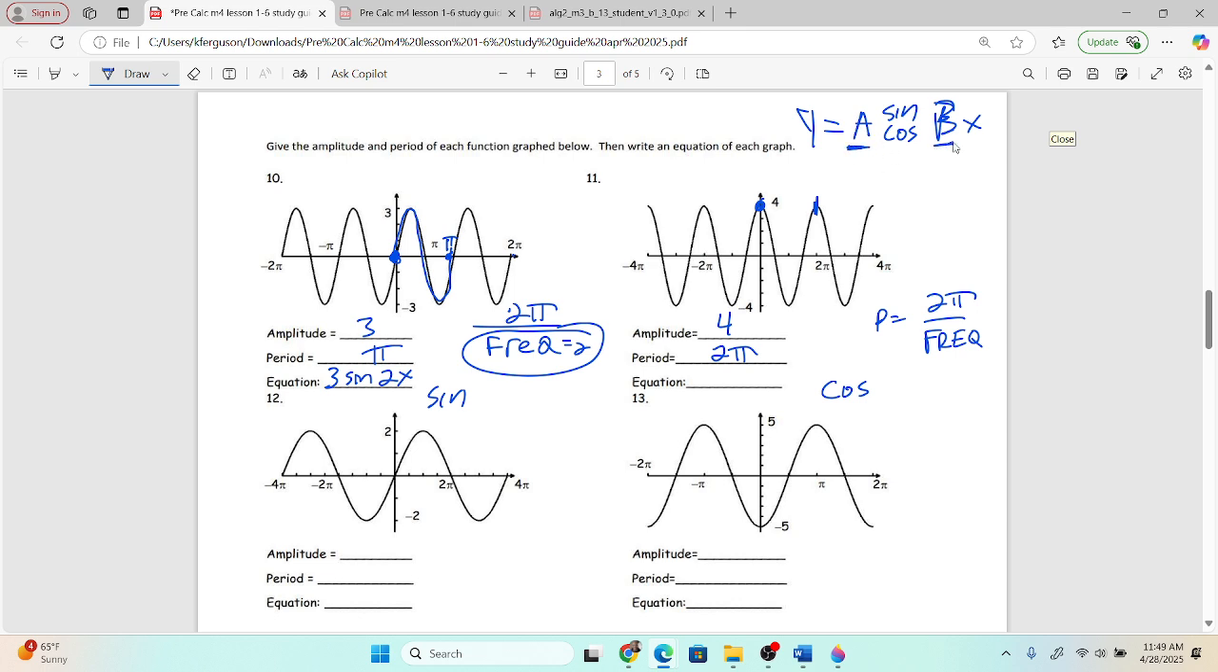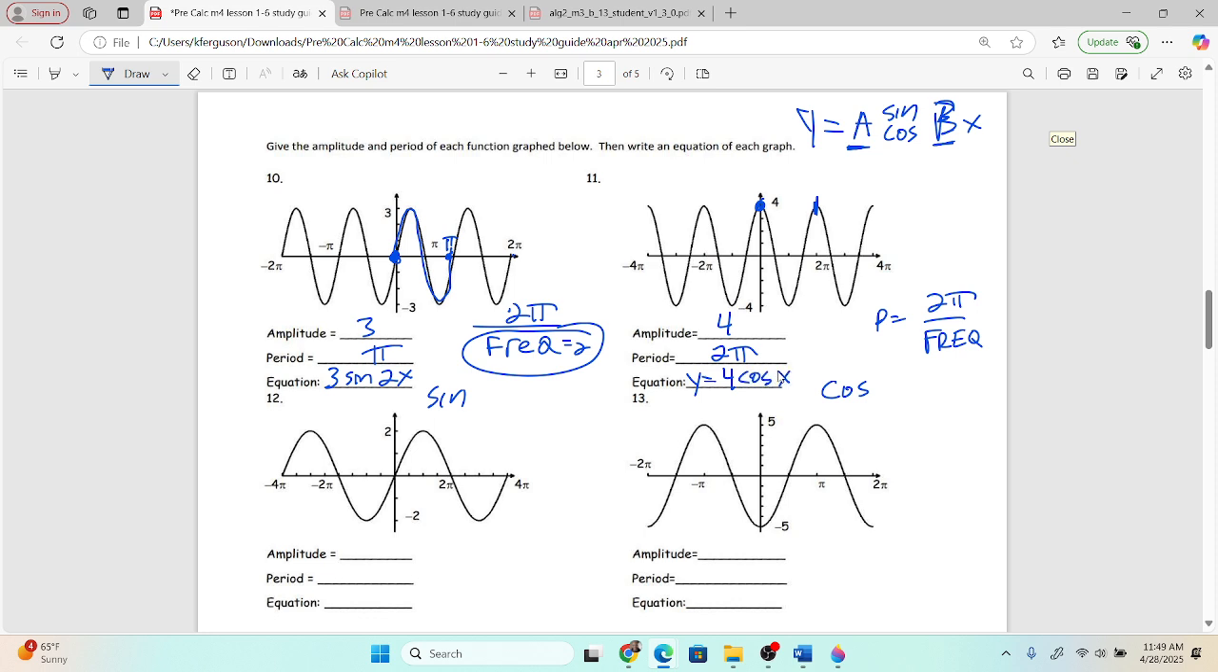So A and B are the only 2 things I care about. A is pretty simple. It's just how high or low is your graph. It's 4. But here, I know that my period is 2 pi. So that means I got to think of what frequency? Well, from 0 to 2 pi, it's only 1 graph. That's my frequency. So my equation would be y equals 4 cosine x. That's it.